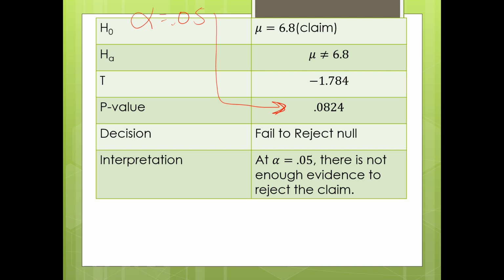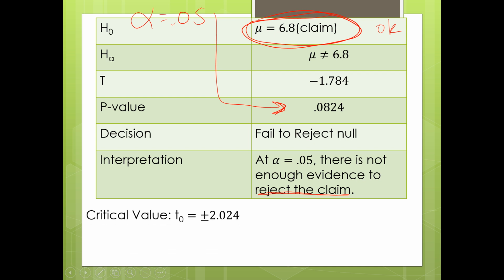And since our claim was here, if we fail to reject, again, we're not accepting it or proving it, but we're like, yeah, all right, looks okay. If we weren't able to reject our null, that means we were also not able to reject our claim because those were the same thing.